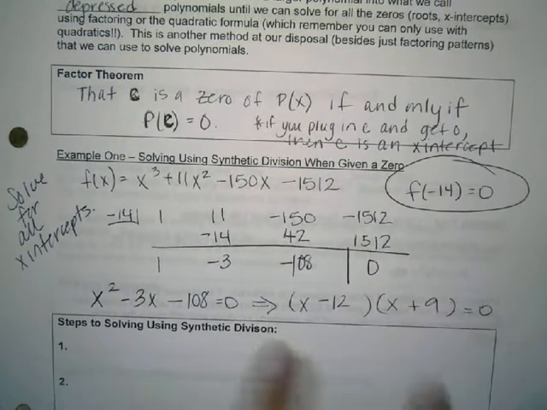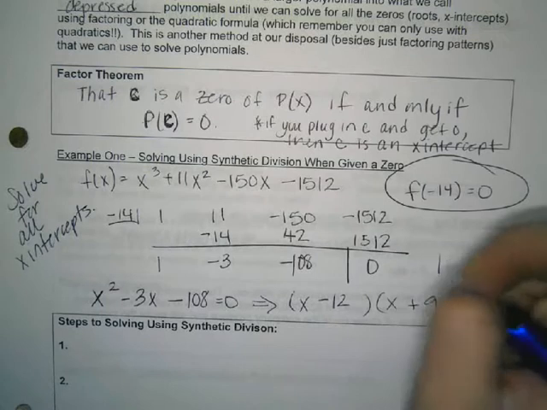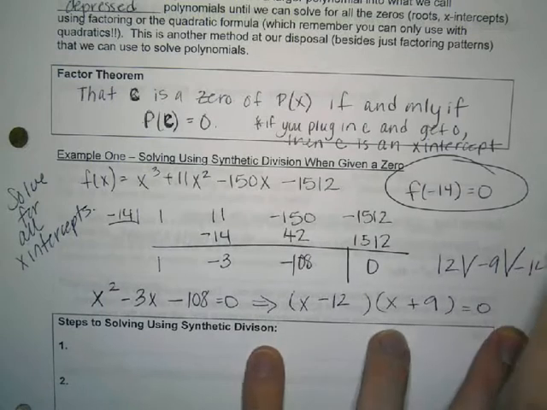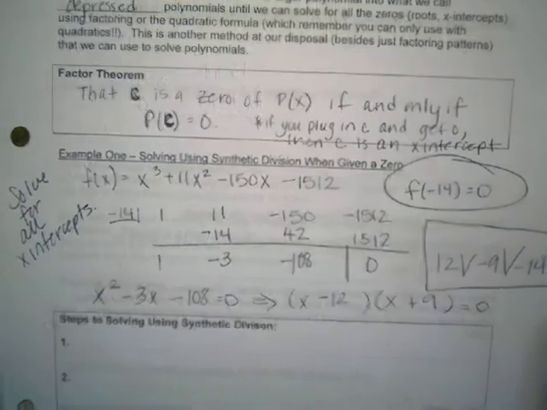And then when you factor to solve, now we're going to take each one of these factors, set them equal to 0, and solve. So my other 2 answers end up being 12, negative 9, and then I'm going to list that negative 14. So those are my three x-intercepts in this case.